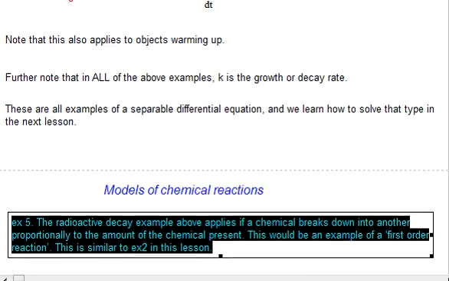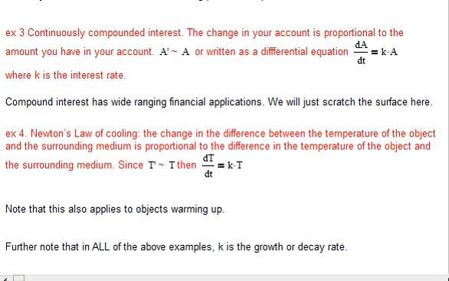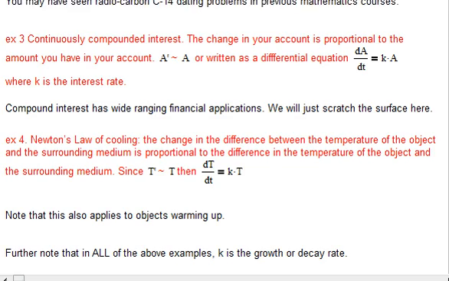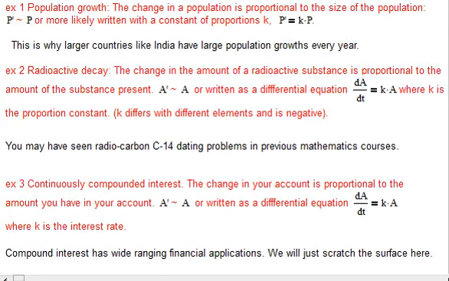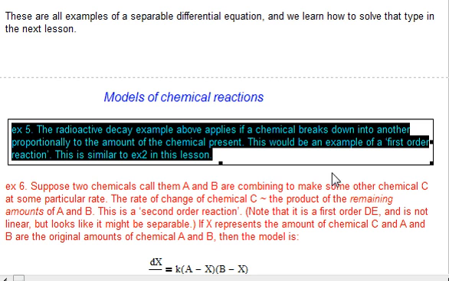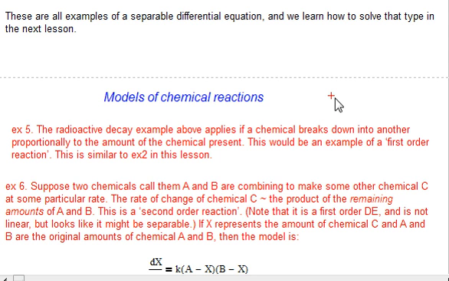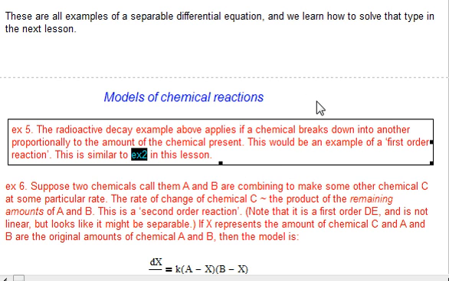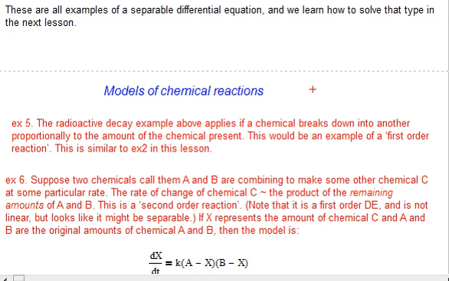Example 5, the radioactive decay example above, the one we looked at back there, applies if one chemical breaks down into another proportional to the amount of chemical present, and that's an example of a first order reaction. This is exactly like example 2 above, so I need say no more about that.